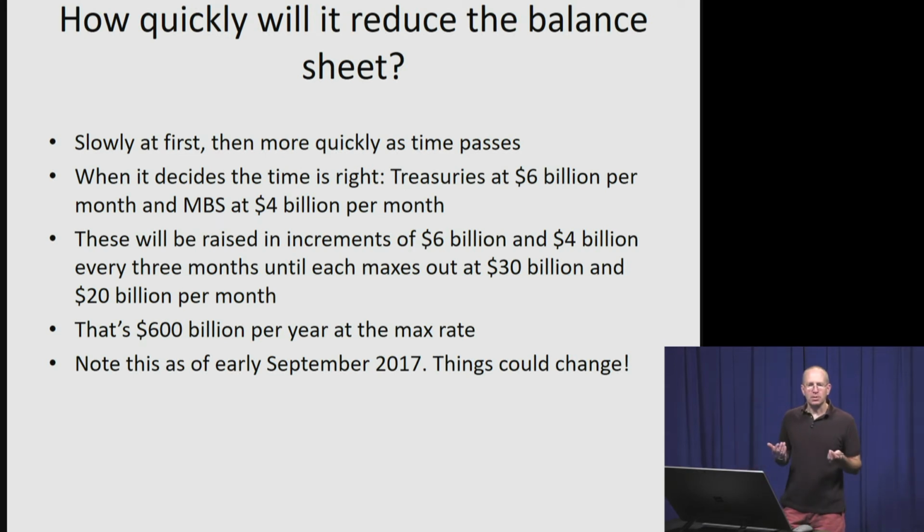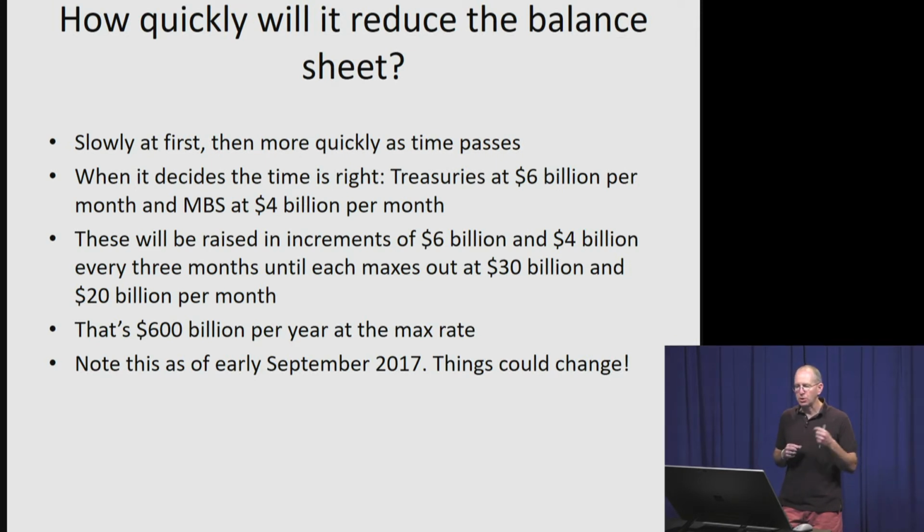So now we want to think about how quickly they are going to reduce the balance sheet. The way they've announced and structured this, they're going to do it very slowly at first and then relatively more quickly. Their current plans are to start the reduction at $6 billion per month of Treasury securities and $4 billion per month of mortgage-backed securities, for a total of $10 billion per month. And what they intend to do is every 3 months ramp up those volumes.